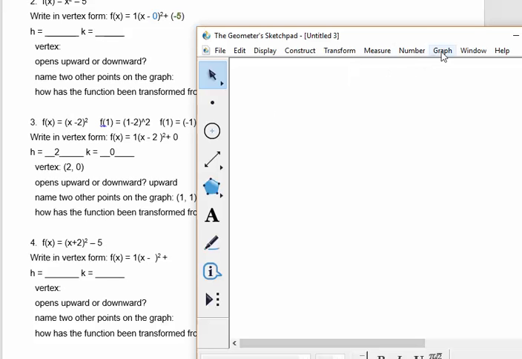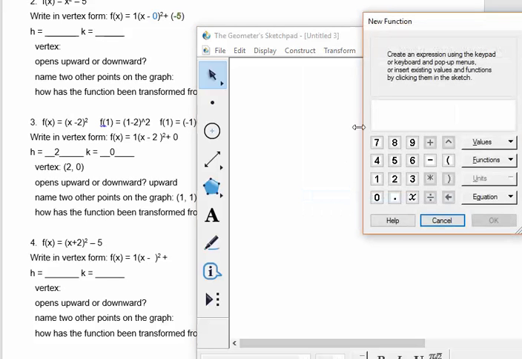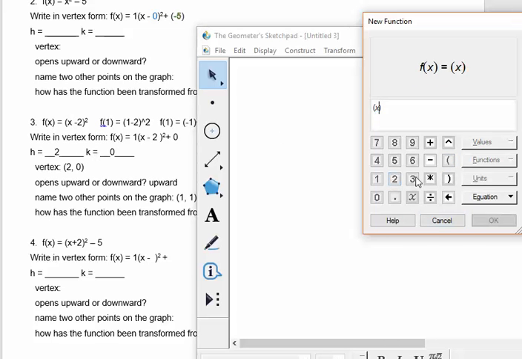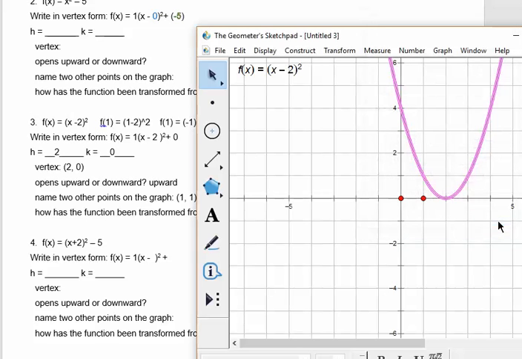So you go to graph, plot new function, and I need my parentheses. You don't have to type the f of x equals, just the parentheses x minus 2. And then the parentheses do get added. You can just click outside, and then I have to type squared. So this here should look exactly like this here. And then I click OK. And here's my graph. Now let's compare this graph with what I answered.